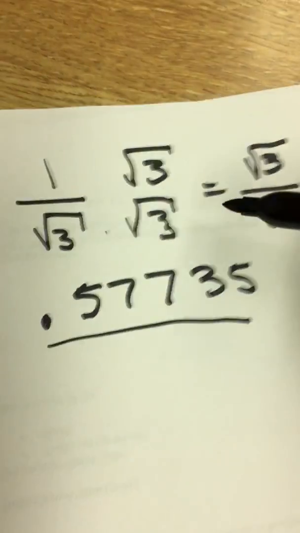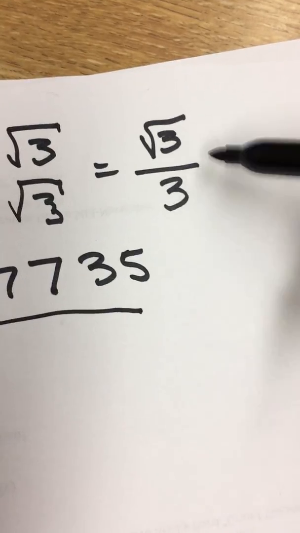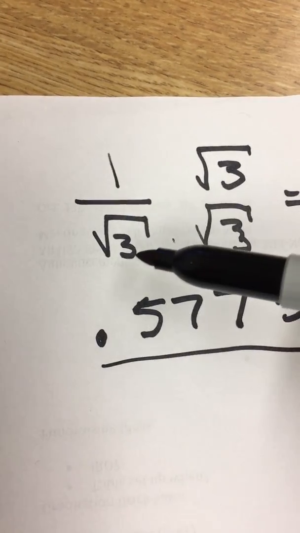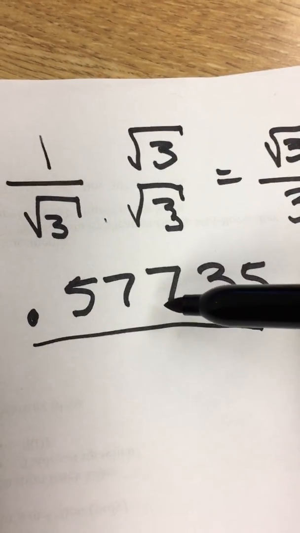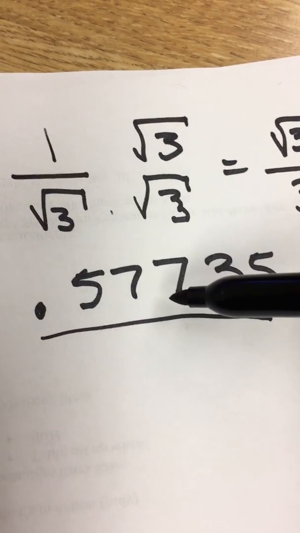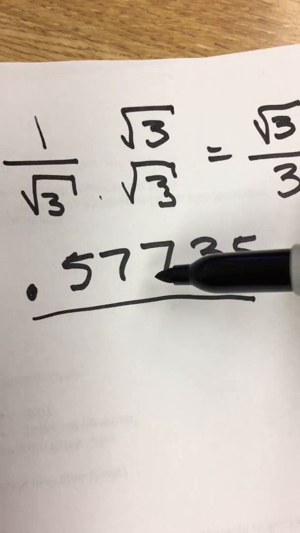So why do we have to go through this process if I could just take 1 and divide it by square root of 3 and get this answer? Well, it has to do with history.